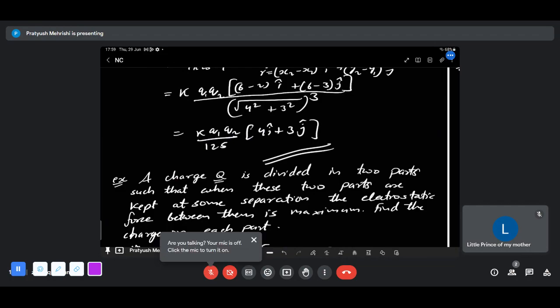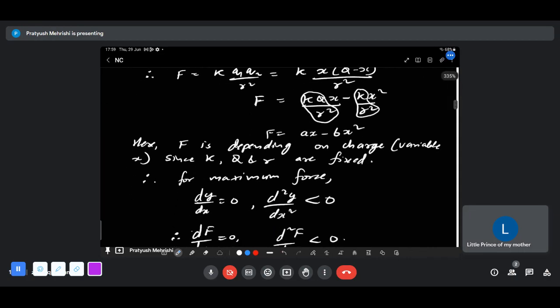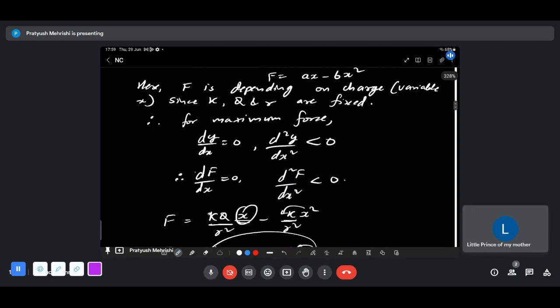Q by 2 and Q by 2 if we divide, sir, the force will be maximum now. See, first of all, calculate the total force. And we should differentiate with respect to distance. When we differentiate it with respect to distance, dF by dx should be equal to 0.